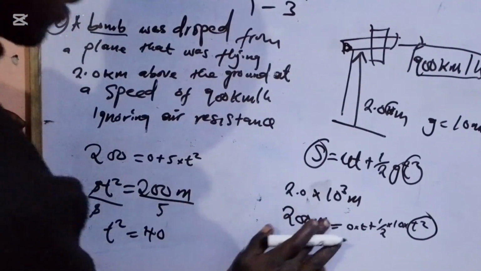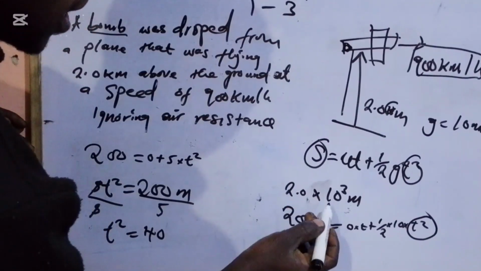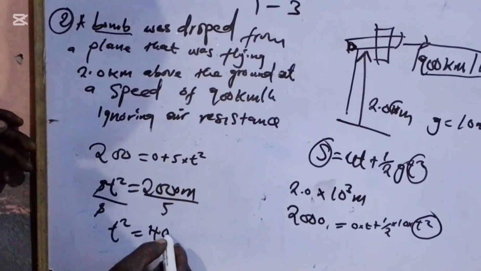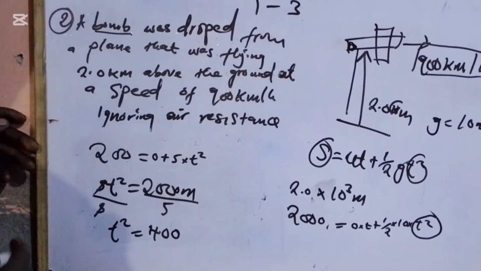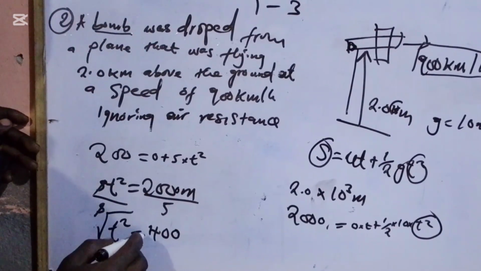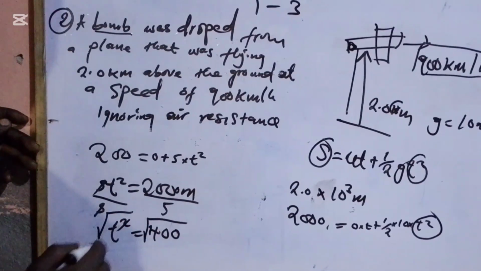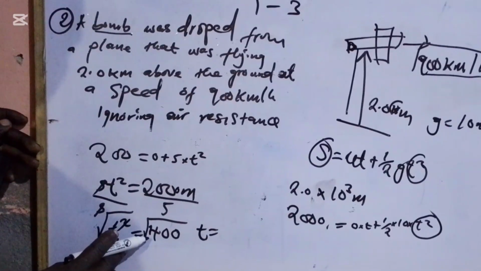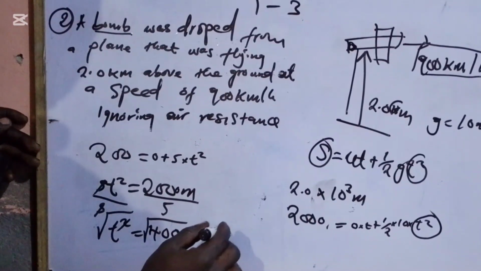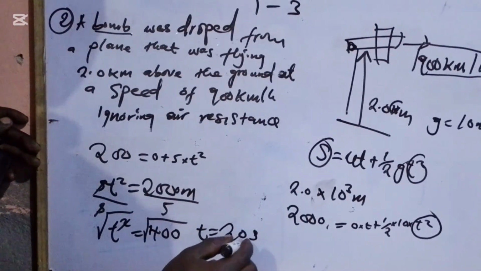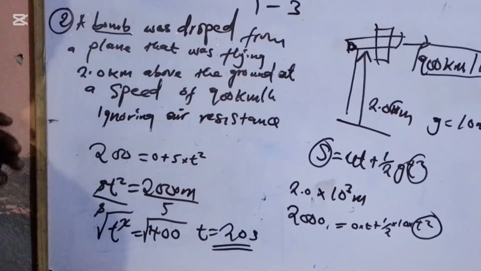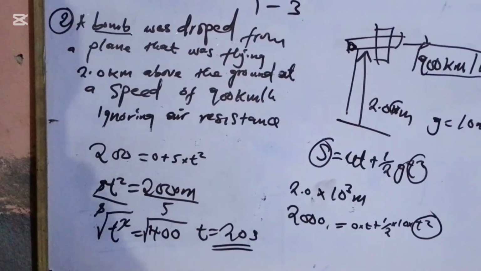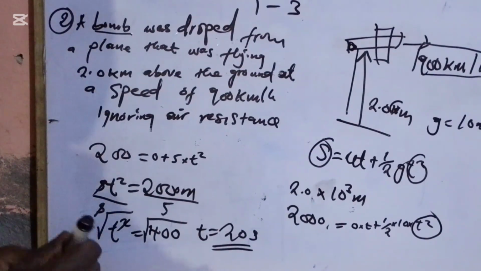Oh, here it is, because 2 times the 1,000, you're going to have 2,000. Here we have 2,000. Okay, so here we're going to have 400 here. Then you take the square root of both sides, in which t will be equal to the square root of 400, it is 20, so it is 20 seconds. So that's the time at which this bomb strikes the ground. This is how we find the time.